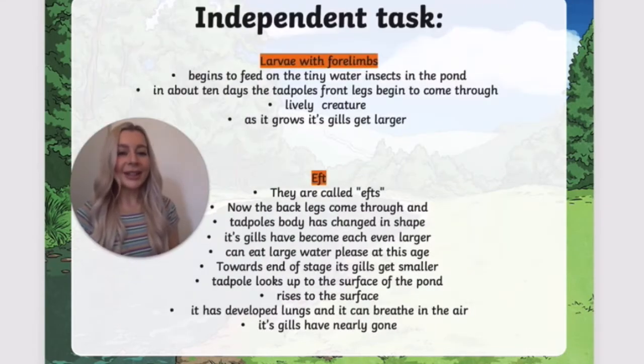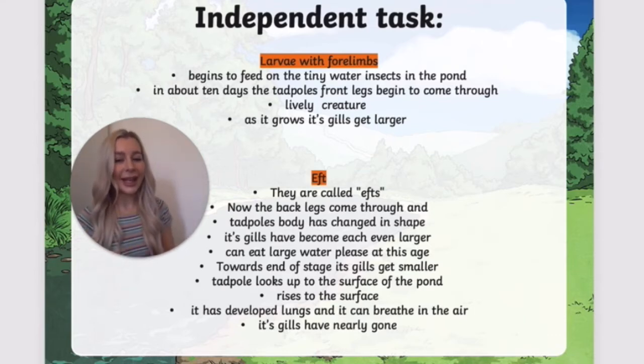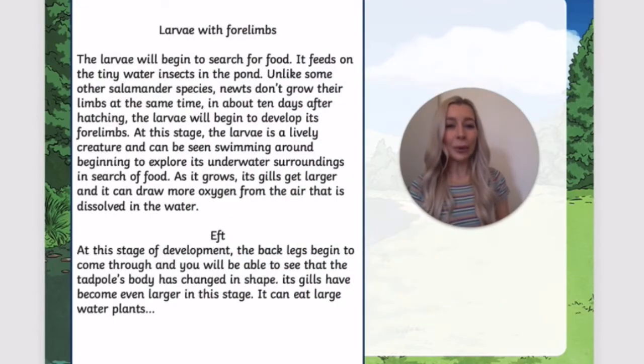Your independent task for today is to write up the next 2 stages of the life cycle of a newt. This is the larvae with forelimbs and the next stage. I've put my notes here in bullet points for you, so if you'd like to use any of these in your work, you are more than welcome to. Just please make sure that you put them into full sentences. I've put an example here of how I really like your work to be set out.